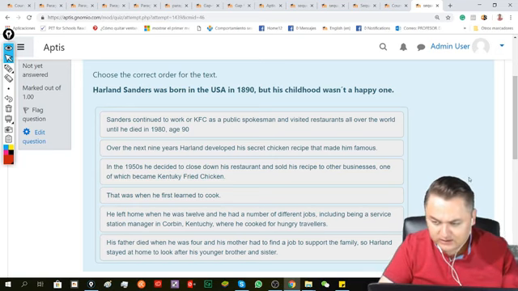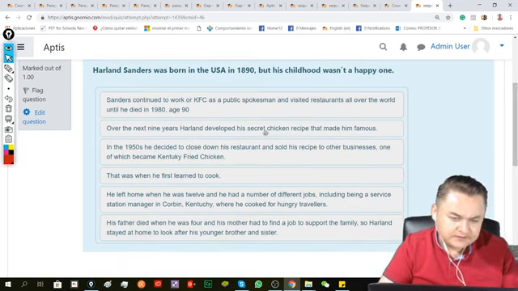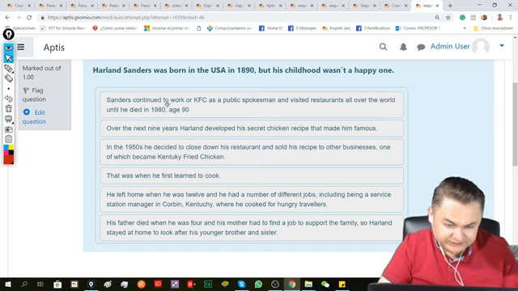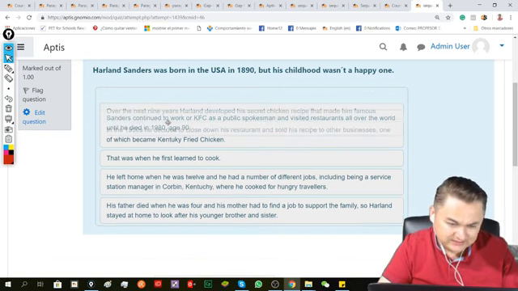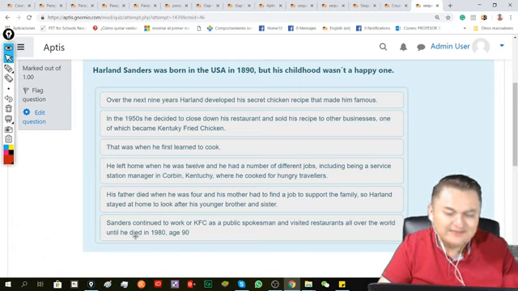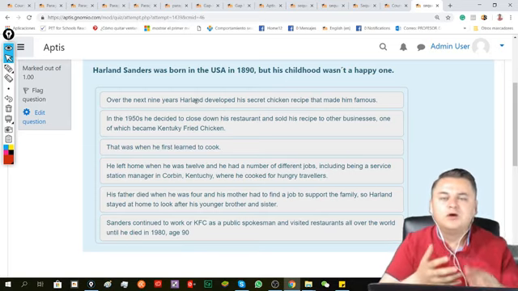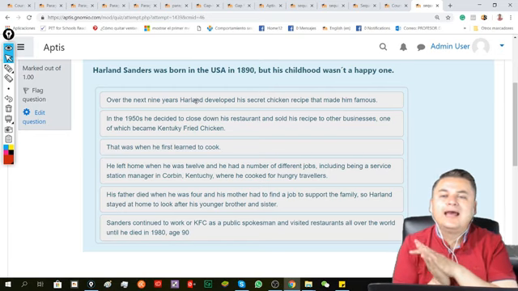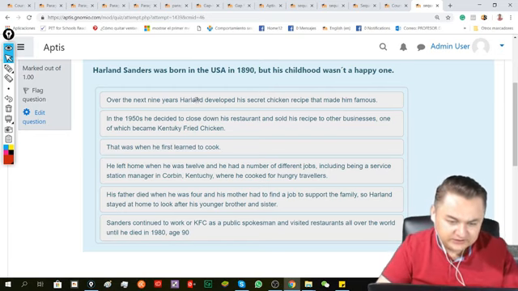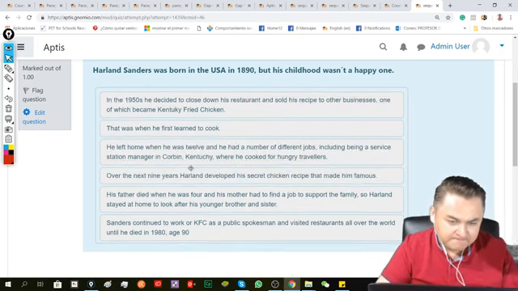Now let's see how we can order them. It says Sanders continued to work. I think it says until he died, so it should be the last sentence. Over the next 9 years, Harlan developed his secret. Over the next 9 years. So, what happened before these 9 years? It shouldn't be the first one.